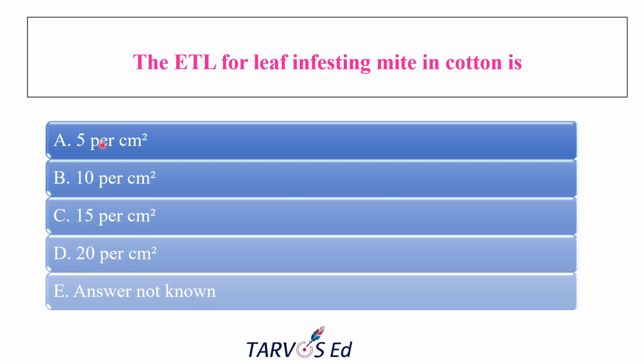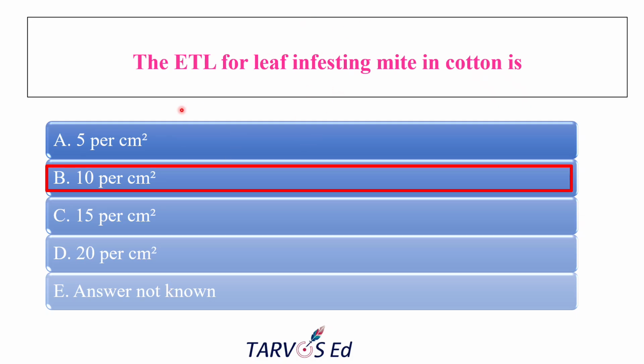If there are 5 per centimeter, that much only is allowed. At that stage we should take control measures in order to prevent infestation by the mite. If you are not taking enough action, it will reach the EIL, meaning complete or drastic yield loss will occur. These are all the options given, and the correct answer is 10 per centimeter square.